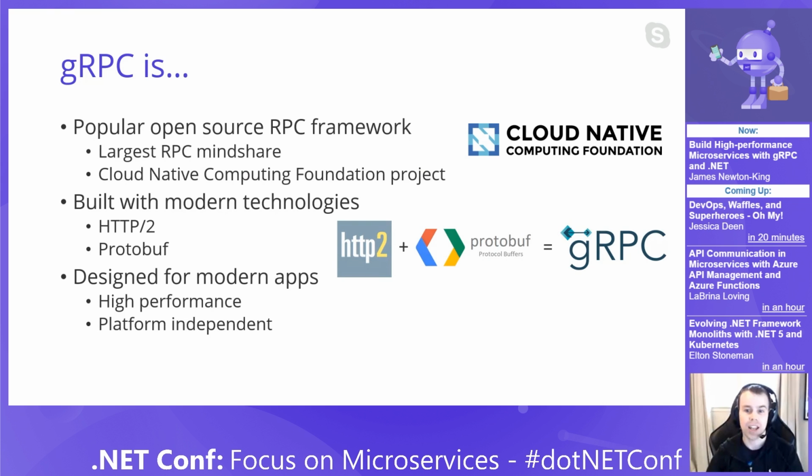gRPC is designed for modern apps, particularly microservices. It is very high performance and it is platform independent. You can think of gRPC as not one application, but more of a standard. It's a standard way of talking between computers. And then there are implementations of gRPC for different platforms, and all of them are interoperable with each other. So if you are building a .NET app and you want to talk to a gRPC service in Go or Node or Java, C++, Ruby, Python, pretty much every popular language has a gRPC implementation available today.